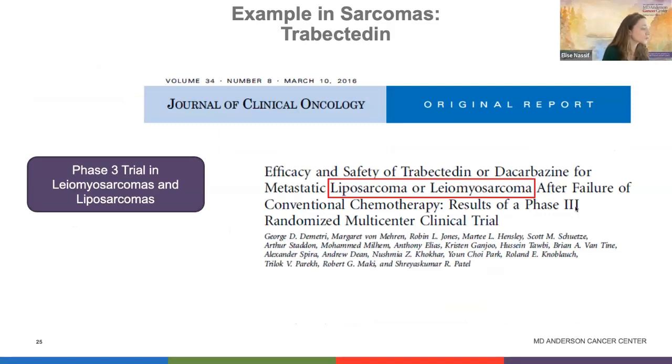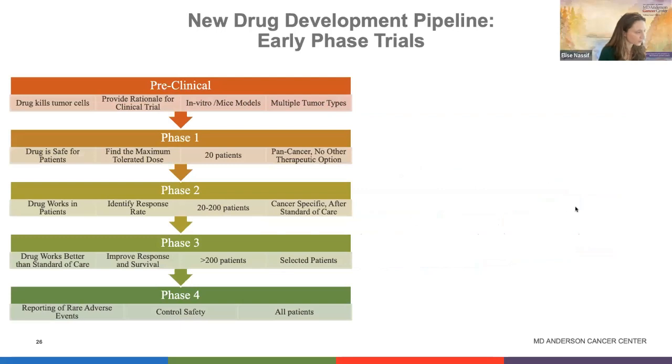And then the phase 3 trial for the trabectedin was done only in leiomyosarcoma and liposarcoma patients, because during the phase 2 trials in all soft tissue sarcomas, we identified that the liposarcoma and leiomyosarcoma patients probably had the greatest benefit from this drug. This was randomized to dacarbazine, which is another standard of care chemotherapy in sarcoma patients.